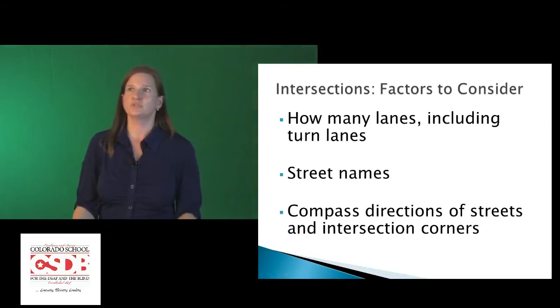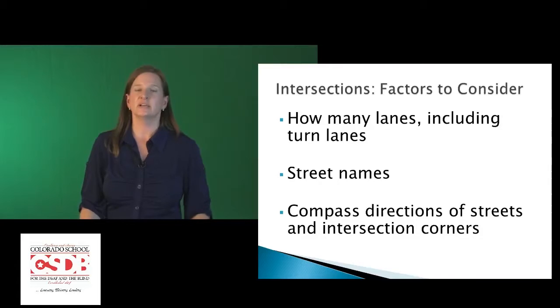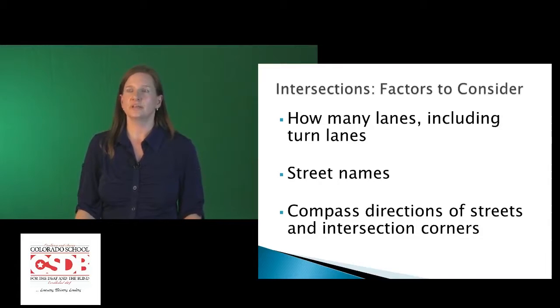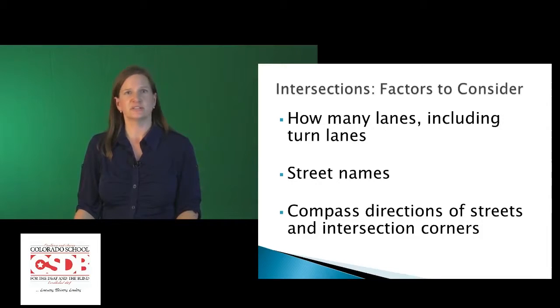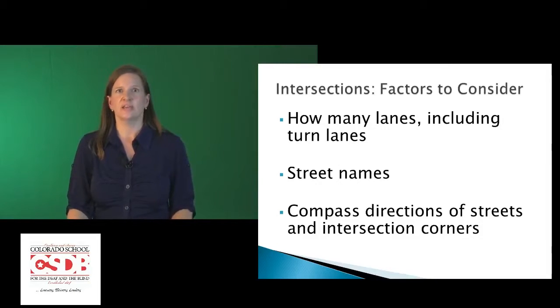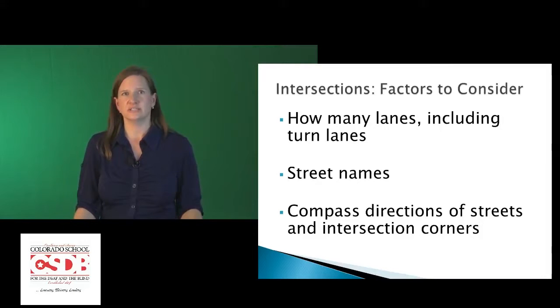Again, in talking about intersections, we want to look at how many lanes, including turn lanes. And you can designate whether they're left-hand turn lanes or right-hand turn lanes. Mention street names and compass directions of the streets that are traveling east-west, the streets that are traveling north-south, and intersection corners. You can also use compass directions when talking about intersection corners. If there's a particular landmark or a destination that the student wants to go to, you can designate that, for example, as the northwest corner or the southeast corner of the intersection.